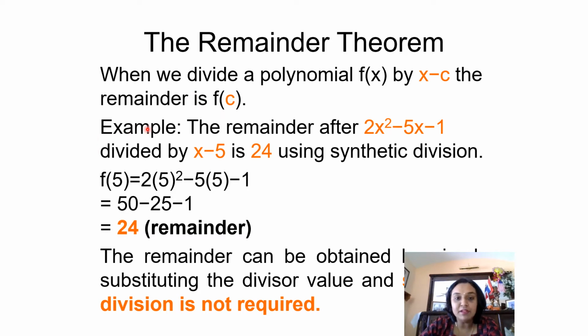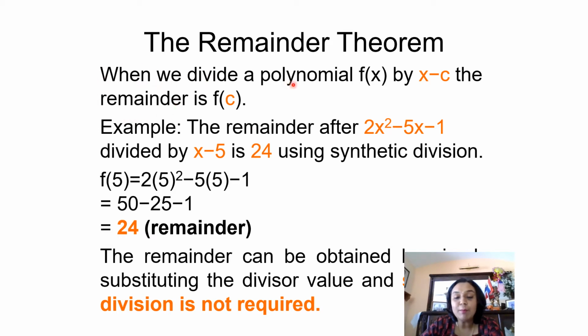For example, the remainder after 2x squared minus 5x minus 1 is divided by x minus 5 is 24. How do we know this? We can perform the synthetic division to determine the remainder. However, there is another method, the remainder theorem, and we are not required to apply synthetic division in order to find the remainder. How do we do this? Simply by using this theorem here.